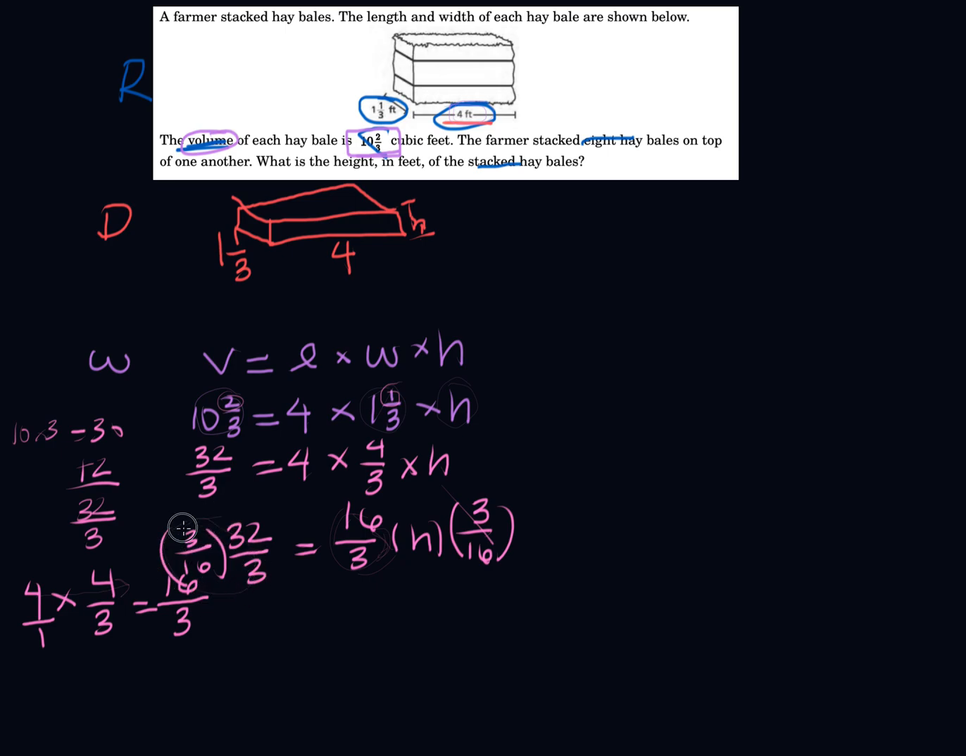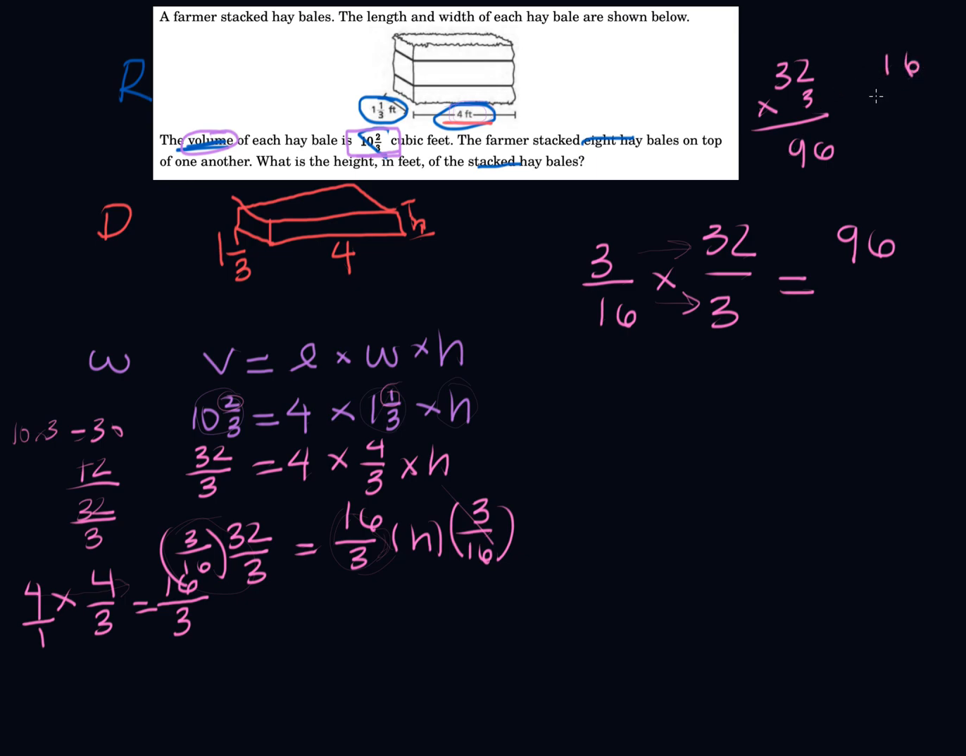And now we need to multiply these two together. So 3 over 16 times 32 over 3. Again, when we have fractions and we're multiplying, we can multiply across. So 3 times 32. Let's do 32 times 3. 6, 9, so we have 96. And 16 times 3: 18, bring up the 1, 4. So we have 96 over 48.